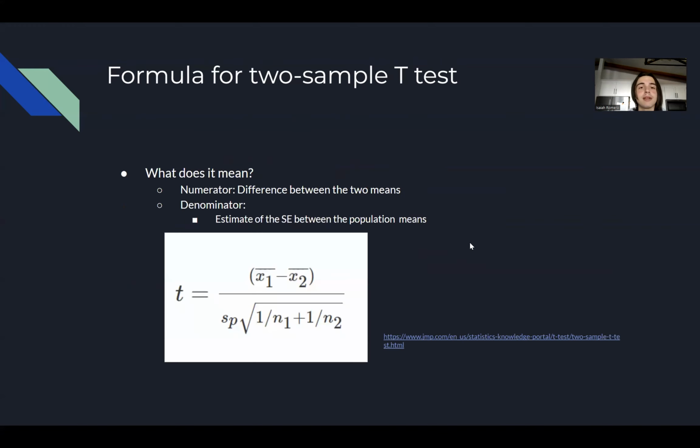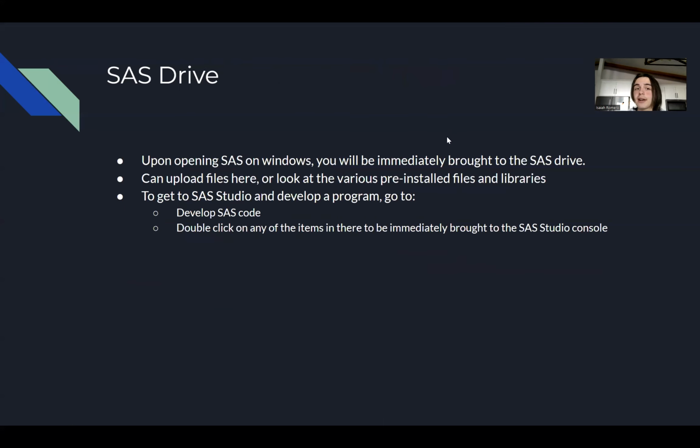Here's the actual formula for a two-sample t-test. The numerator is going to be the difference between the two means, and the denominator is going to be the standard error of the means. So you're dividing the difference between the means by the standard error. Let's actually get started in SAS.